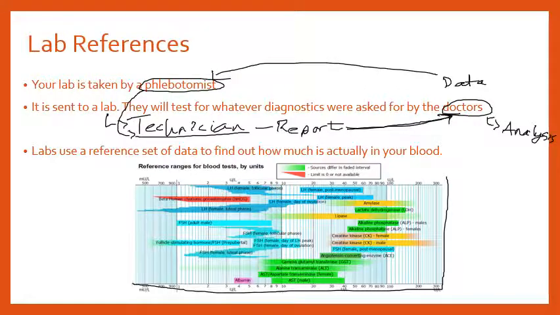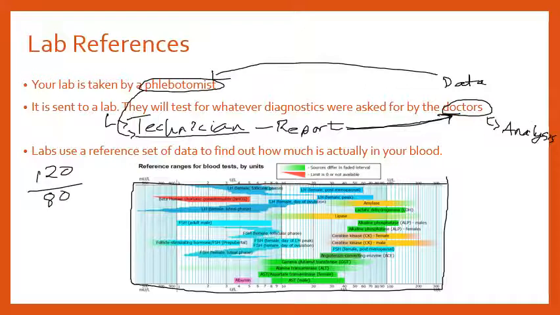Everybody has a range essentially that is considered to be healthy. So I know we talked about a healthy blood pressure being 120 over 80 or 120 over 90, but really there's a plus or minus here. It can be close to that and still be okay. And the same thing goes for all of your chemical diagnostics.